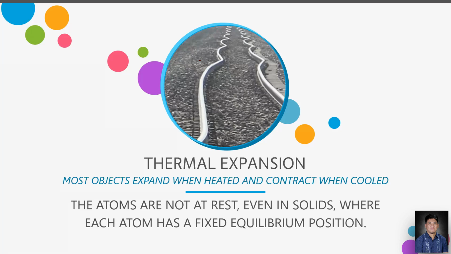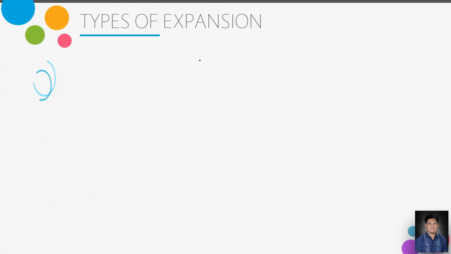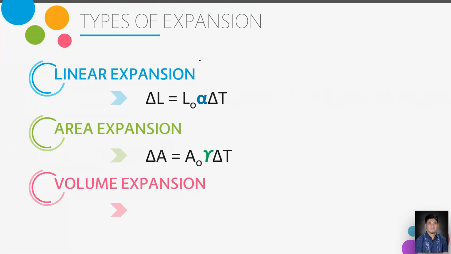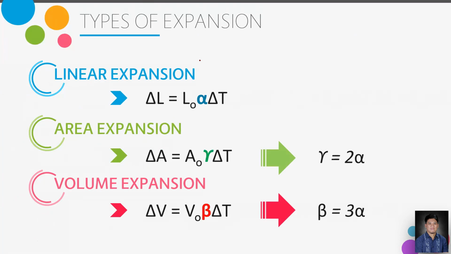So there are three types of thermal expansion. First is the linear expansion, the area expansion, and the volume expansion. So linear, area, and volume. So maybe we already know the difference between linear, area, and volume. Okay? So these are the three types of expansion.